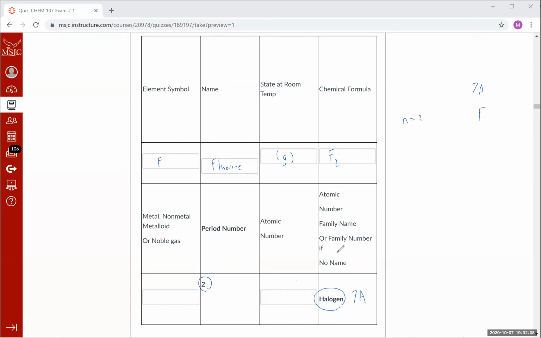Now, as fluorine is a halogen, it would be classified as a non-metal. And looking up fluorine in the periodic table, what is fluorine's atomic number? Nine. Nine, exactly right. There we go. So we've completed the table for fluorine. Does that make sense? Perfect.